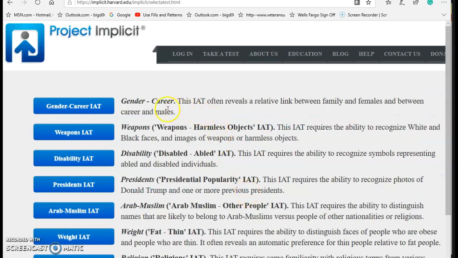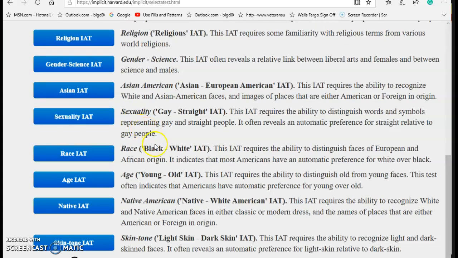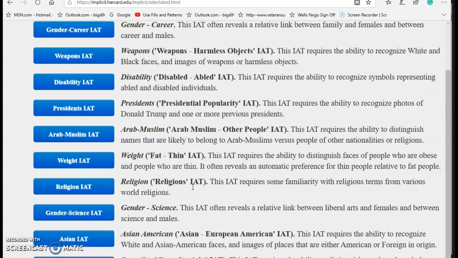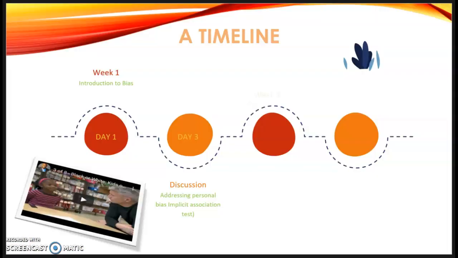And on the left-hand side, you'll be able to see all 14 categories. Choose any one that appeals to you and take the test to determine if you are biased or not. As you move to week 1, we'll be able to discover why diversity. By day number 4, prepare for the assignment, creating either a poster or a 3-minute elevator speech.